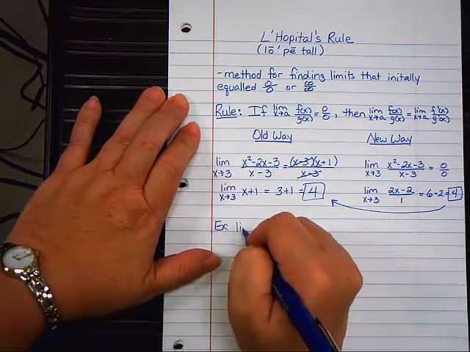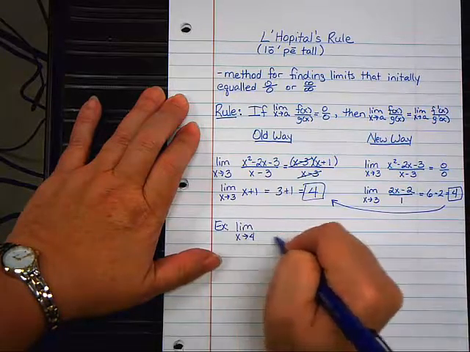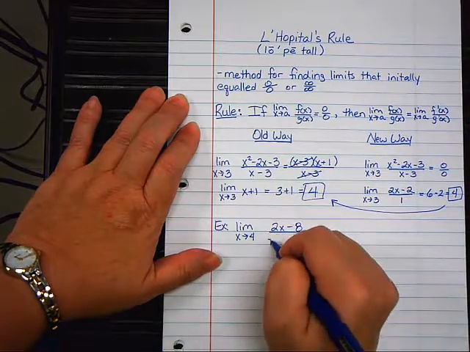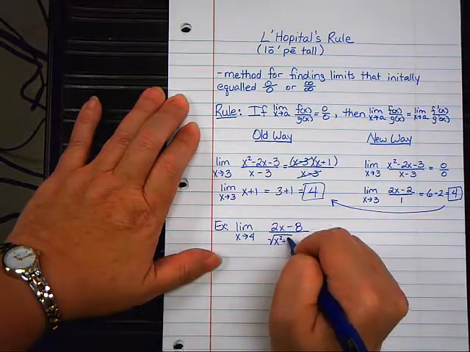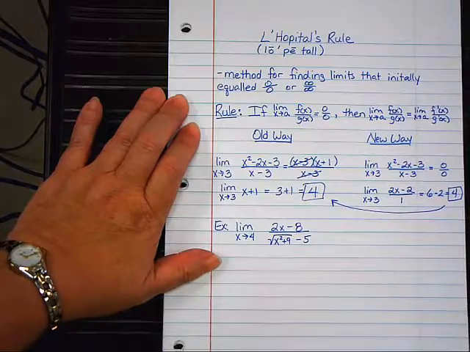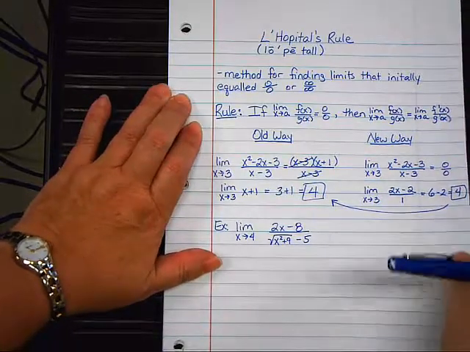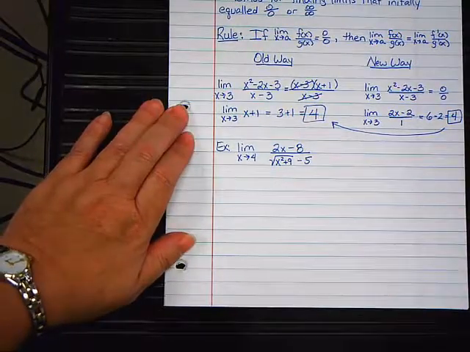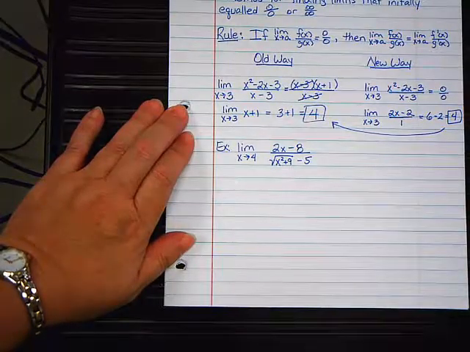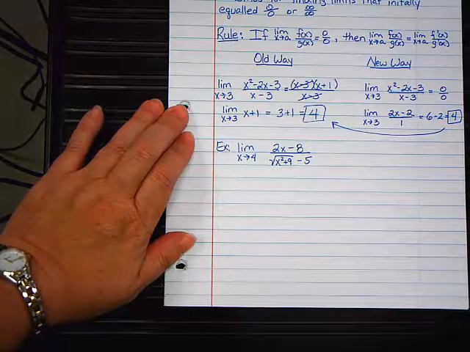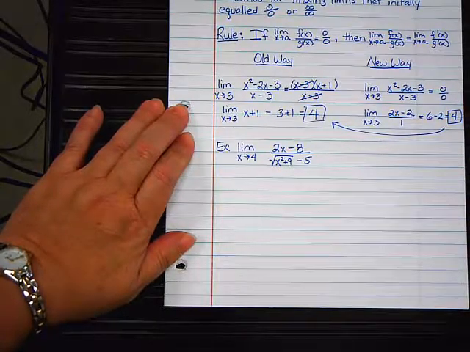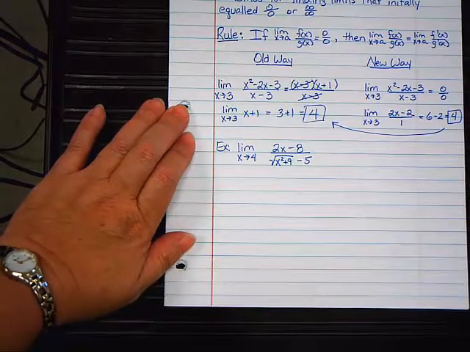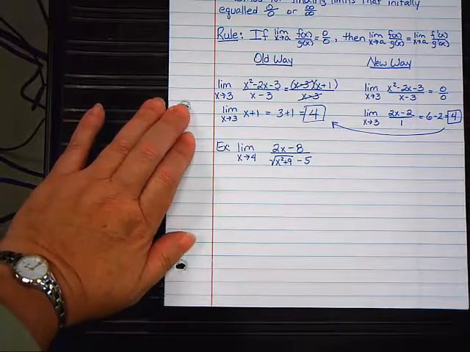The limit as x approaches 4 of 2x minus 8 over the square root of x squared plus 9 minus 5. Take a look at how I wrote that down. I'm going to scoop the paper up a little bit so you can see. The limit as x approaches 4 of 2x minus 8 over the square root of x squared plus 9, and then outside of the square root, minus 5. Okay, I'm not going to go through and work this out the old way, but I do want to talk about it for a minute.